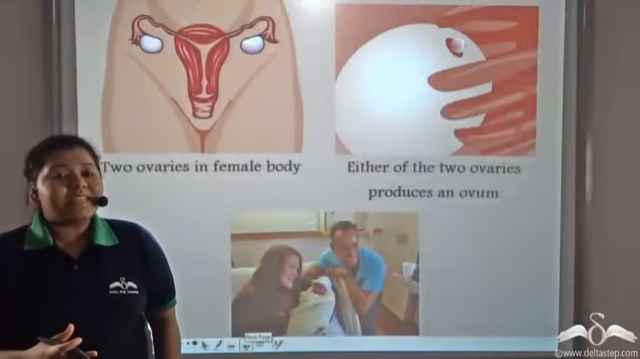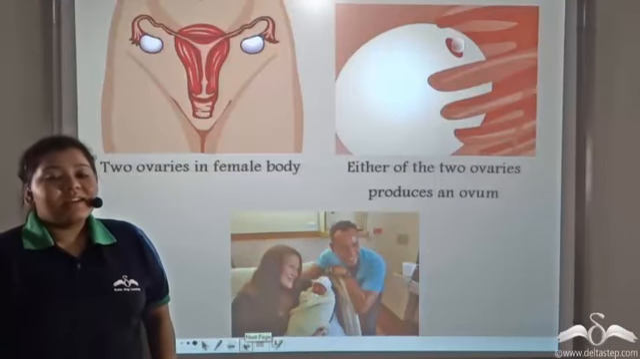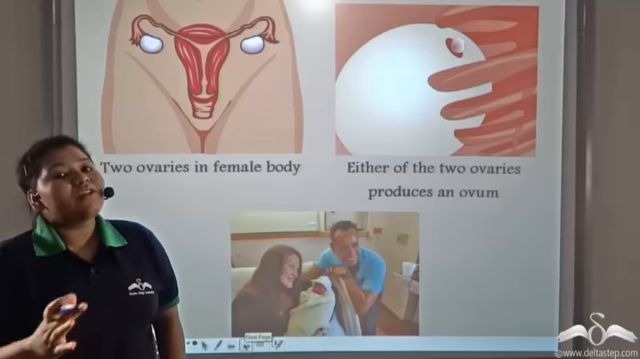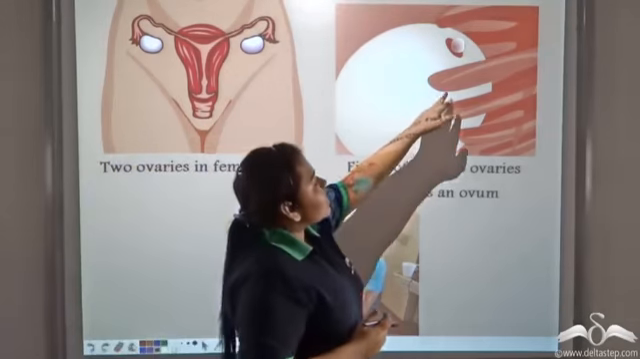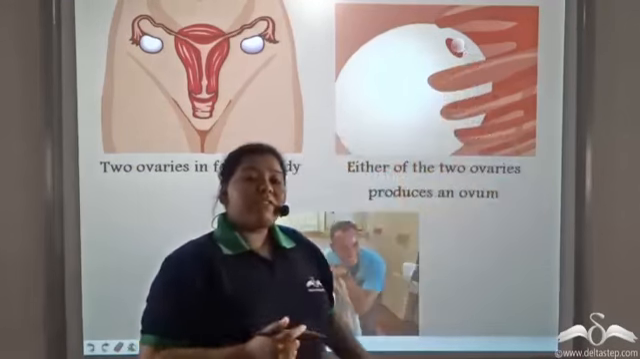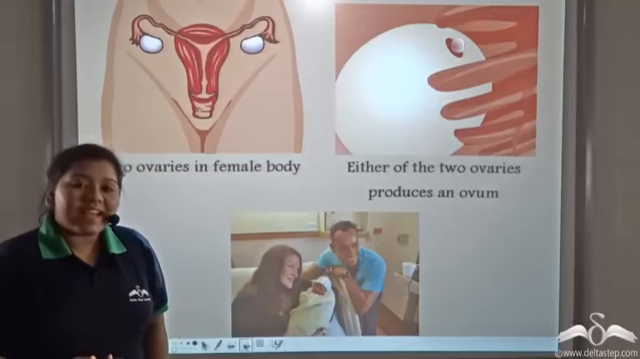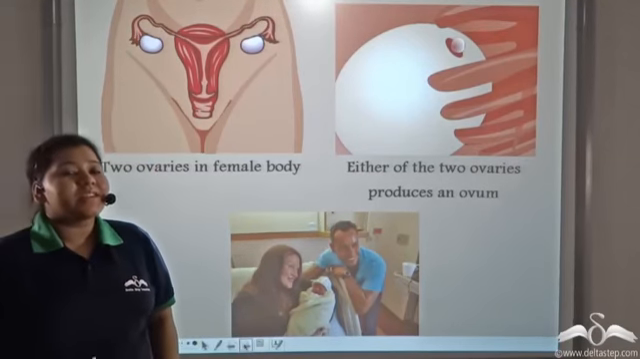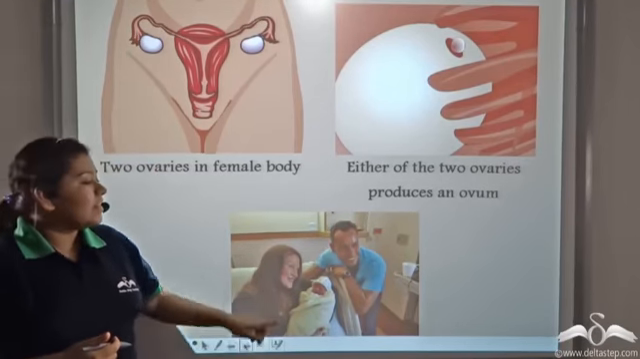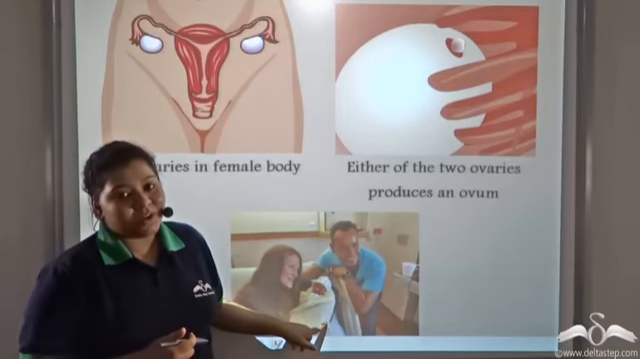A female body has 2 ovaries. Every month, either of the 2 ovaries produces an ovum. Now, if this ovum gets fertilized by a male reproductive cell or a sperm, then a new life is born.